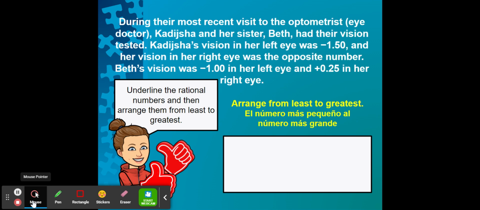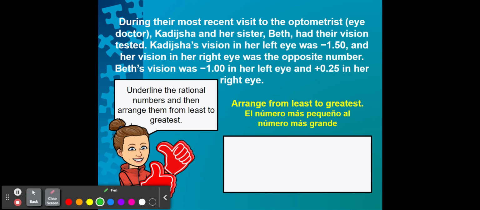And here we are for exercise 2. During their most recent visit to the optometrist, which is an eye doctor, Khadijah and her sister Beth had their vision tested. Khadijah's vision in her left eye was -1.50, and her vision in her right eye was the opposite number. Beth's vision was -1.0 in her left eye and +0.25 in her right eye. So we're going to arrange these from least to greatest.